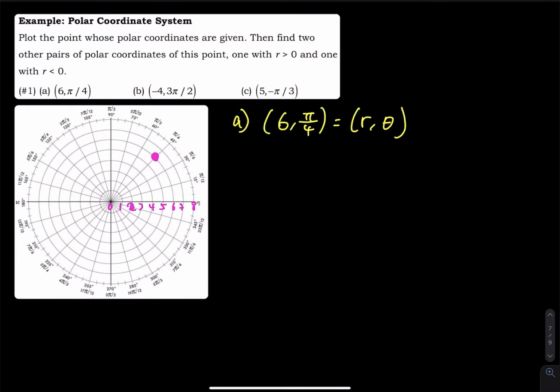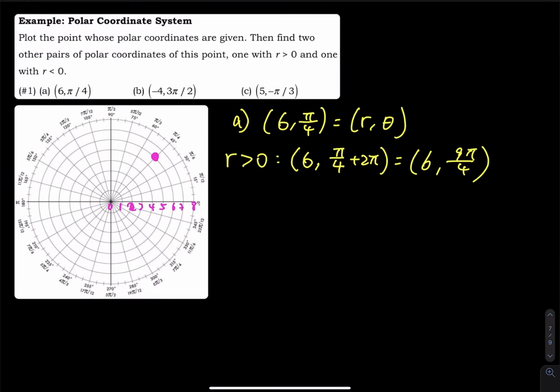So r is positive. So how do I find another point? I'm not looking for another point. I want to write another coordinate for that pink point too. So for r, I will just use the same r because they want r positive, right? 6 itself is already positive. In order to go back to the same point, you have to add 2 pi to it. So you have pi over 4, and then you add 2 pi to it, so that is 6 comma, 8 plus 1, 9 pi over 4.